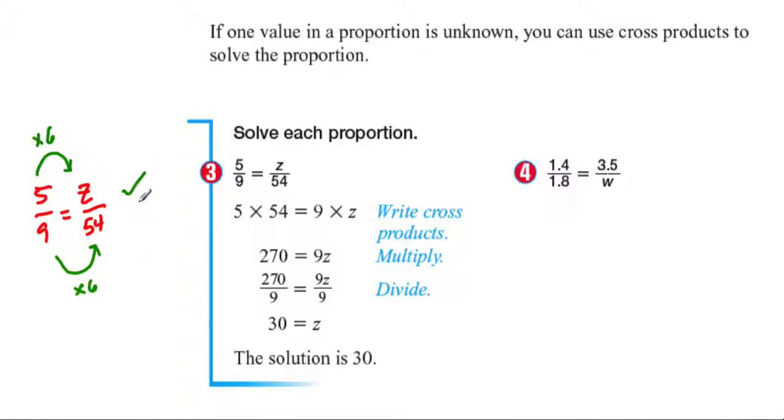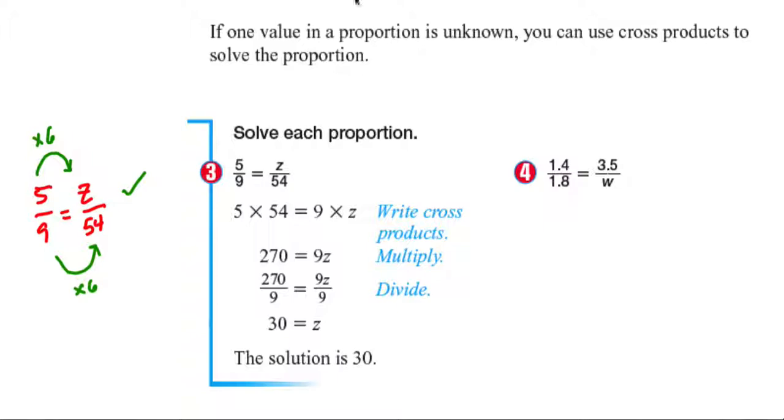Okay, let me just remind you though that this only works if you can identify the factor that you multiply with the denominator, which will give you the next denominator. If you can't identify that factor, then it's going to be difficult. So you need to go through cross products to be able to find the variable.